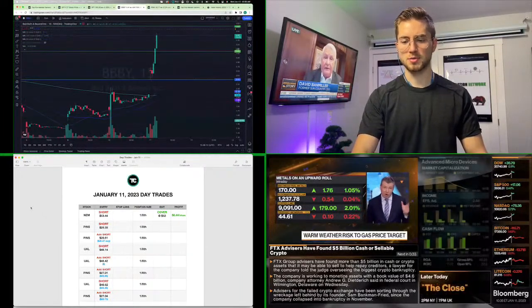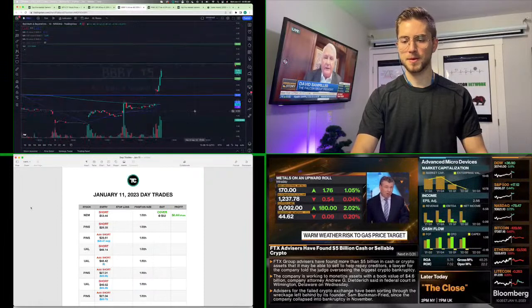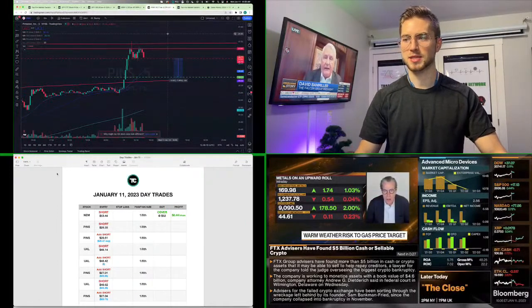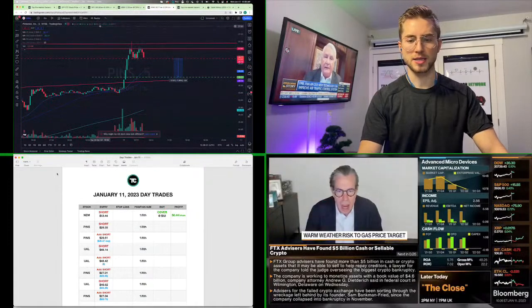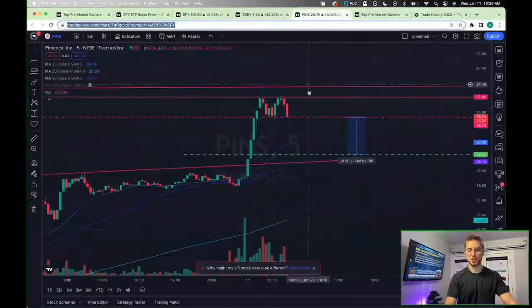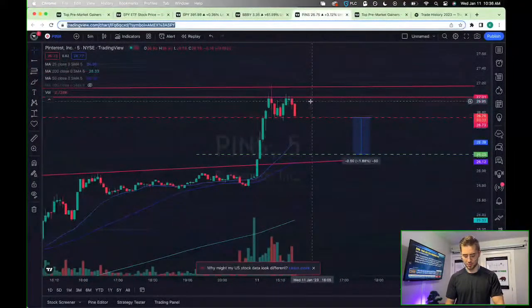So BBBY is pushing, but the SPY is falling apart now. SPY is testing the lows of day, making new lows. So that should help our pins short. Get ready to cover our pins short because this thing could drop pretty quickly.